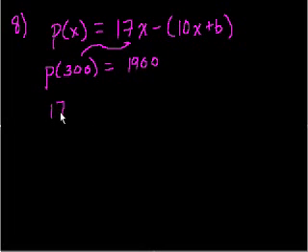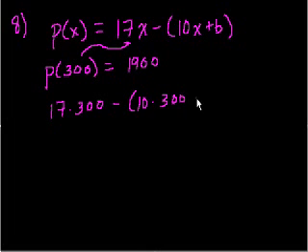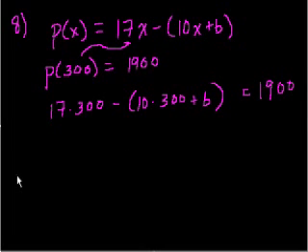So it's 17 times 300 minus 10 times 300 plus B. I just put 300 in for X because we're trying to find the profit for 300. And we know already that that equals 1,900. So what's 17 times 300? 17 times 3 is 51, let's add those two zeros.